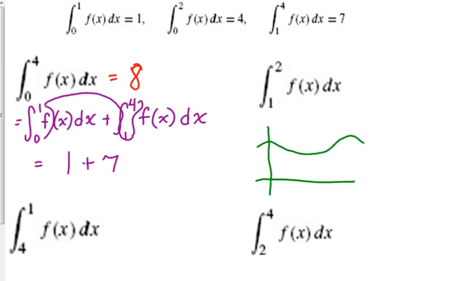Whatever our function is, okay, I'm going to say this is 2 and this is 4 over here. Okay, so from 0 to 2, we know that the area under this curve is equal to 4. Based on the first one, we know that the area under the curve from 0 to 1, I didn't draw this very much to scale, but we know that that is equal to 1. The question is, what's the area from 1 to 2? If the whole area from 0 to 2 is 4, and a piece of it from 0 to 1 is 1, then this other piece must be 4 minus 1. It's got to be 3.